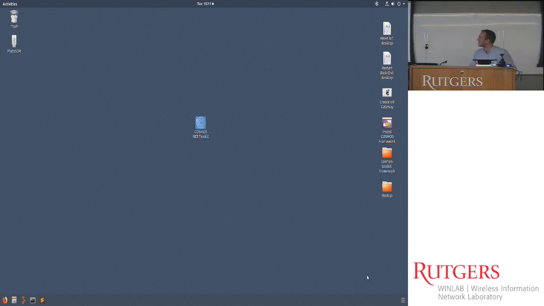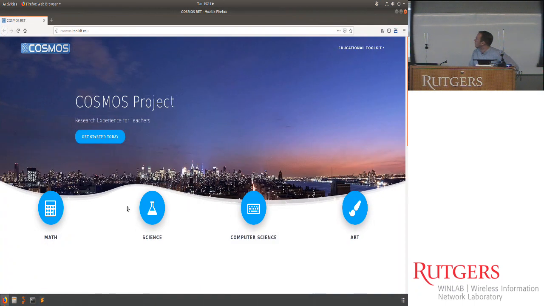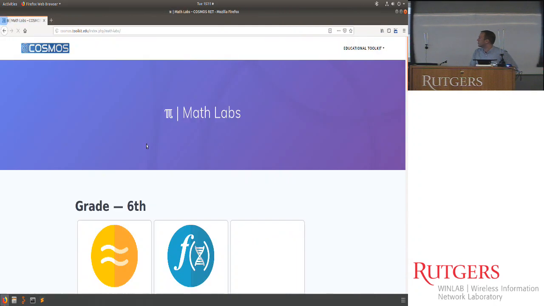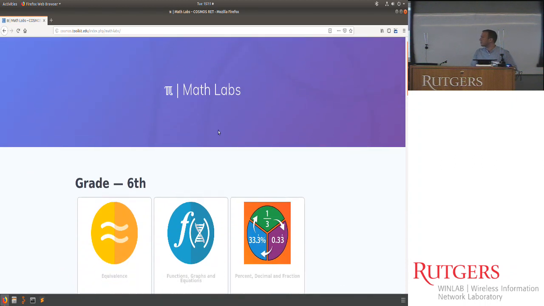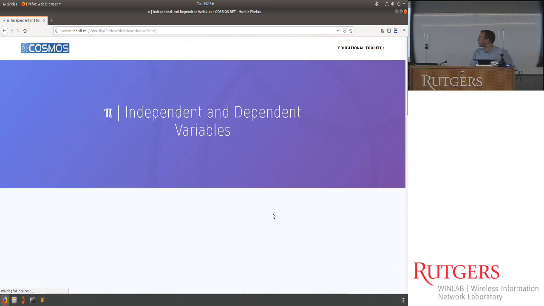So the interface is pretty easy. They have to go to the button. So, get started. As you can see in the math labs, we have several examples depending on the grade. So, we can see the same experiment.